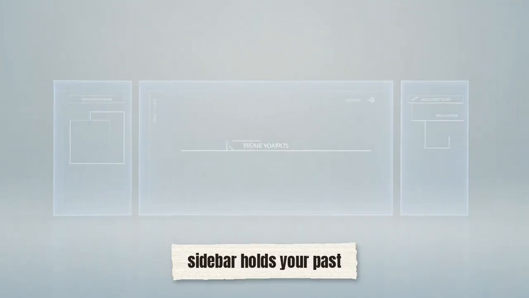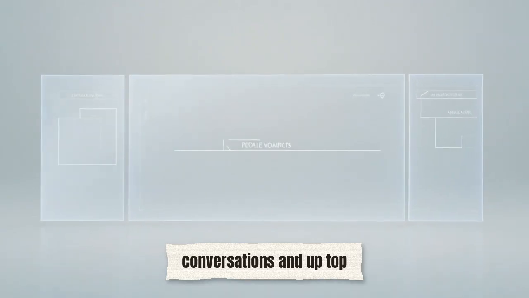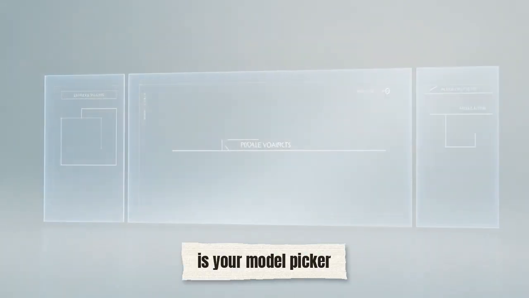Here's the layout. The chat box is where everything starts, the sidebar holds your past conversations, and up top is your model picker.